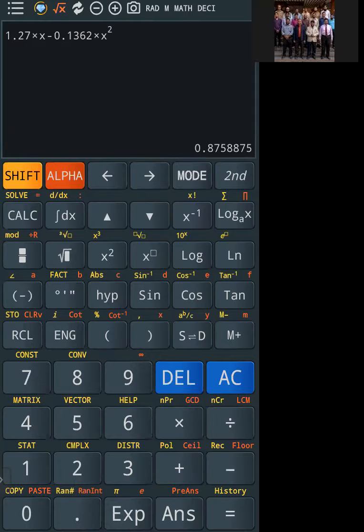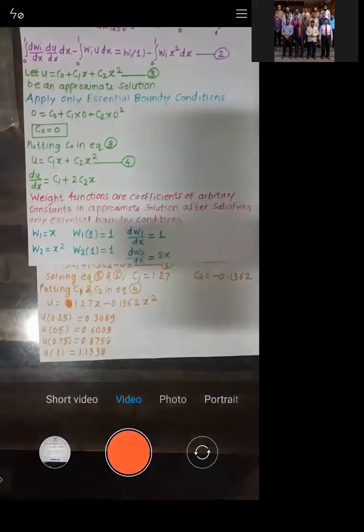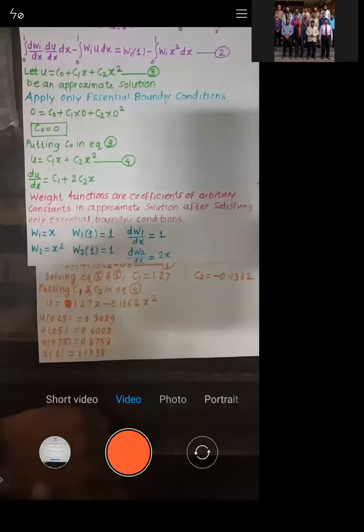0.8758. Again, solve it for what value of x? For 1, we're getting that as 1.1338. Is it okay, all of you? Is it okay or not? Let me know. Is it okay with this one?